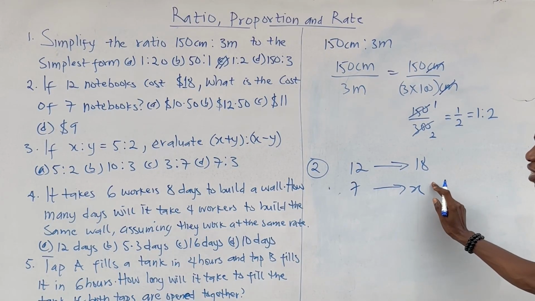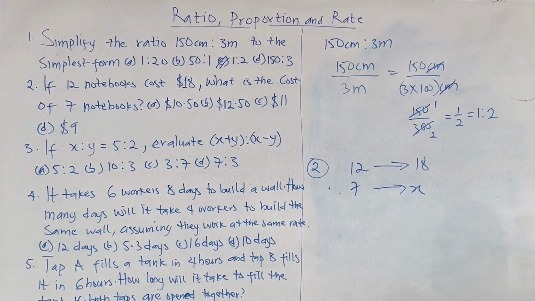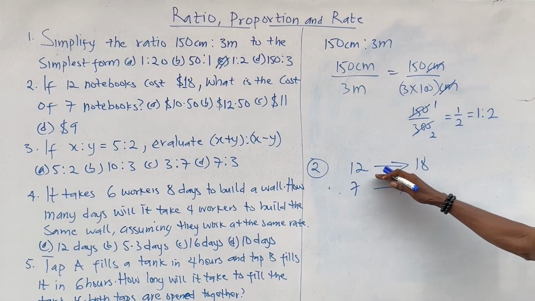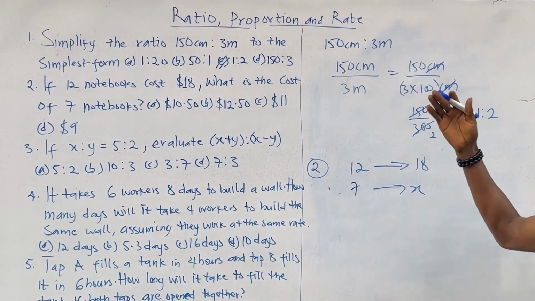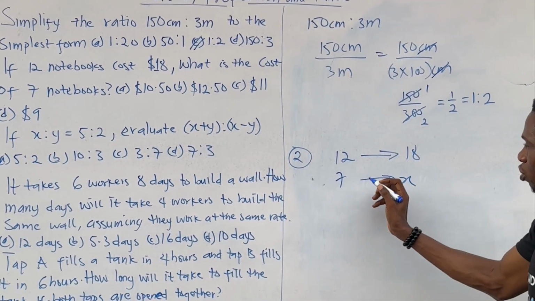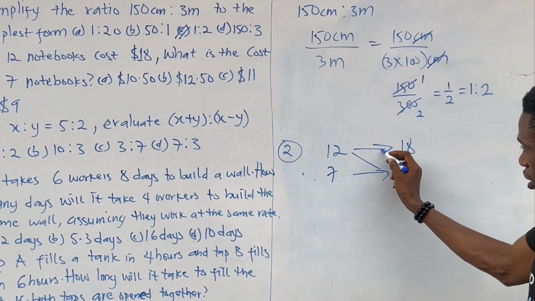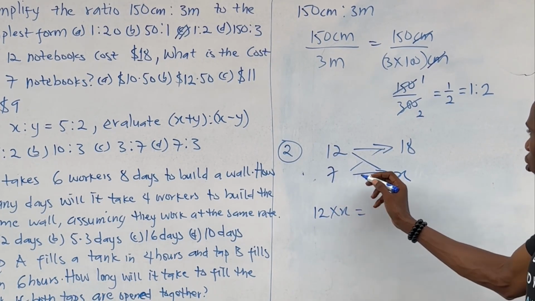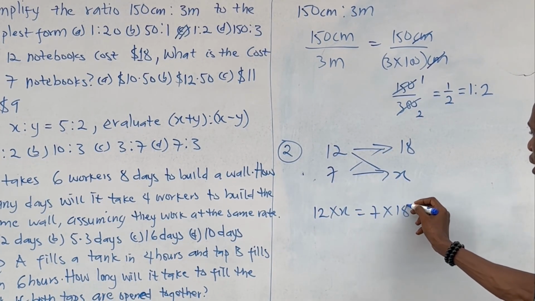So that's our X. Now the question would be, is this direct proportion or inverse proportion? Is it that the more books, the higher the cost, or reverse is the case? So this is a direct proportion because the more books you buy, the higher the cost. So direct proportion, like we're cross multiplying. So we have 12 multiplied by X equal to 7 multiplied by 18.